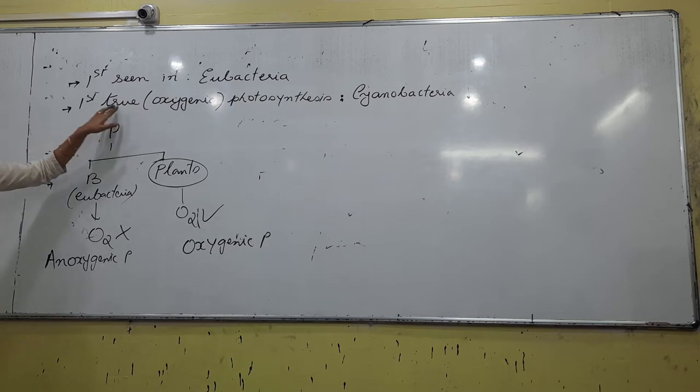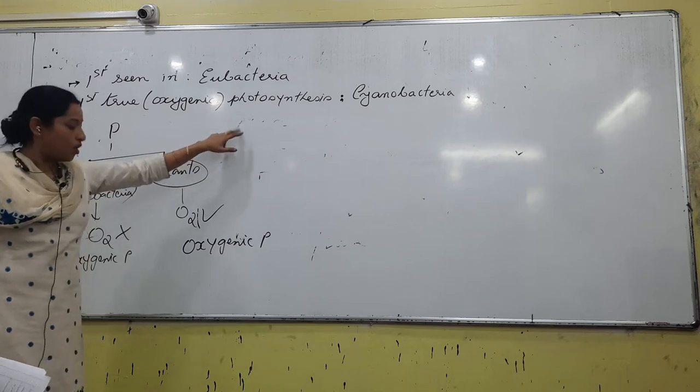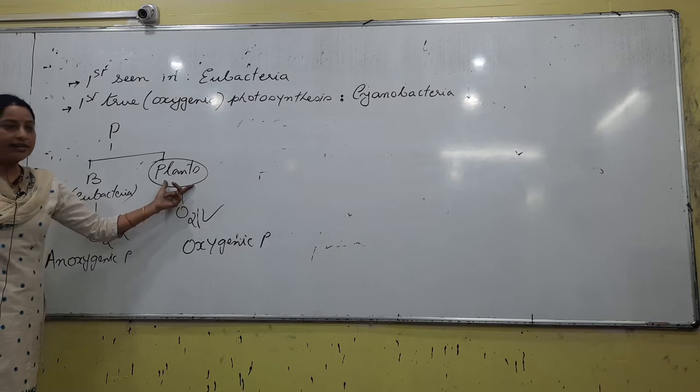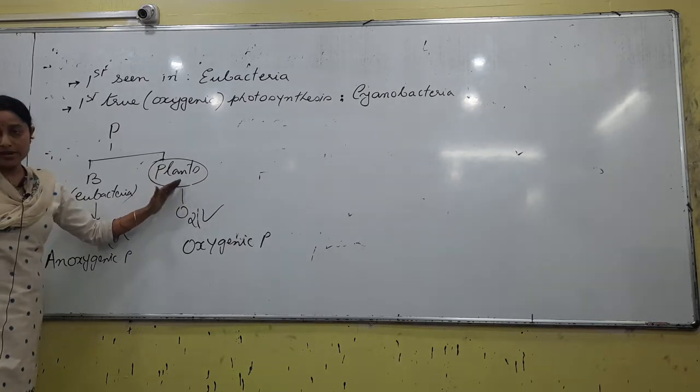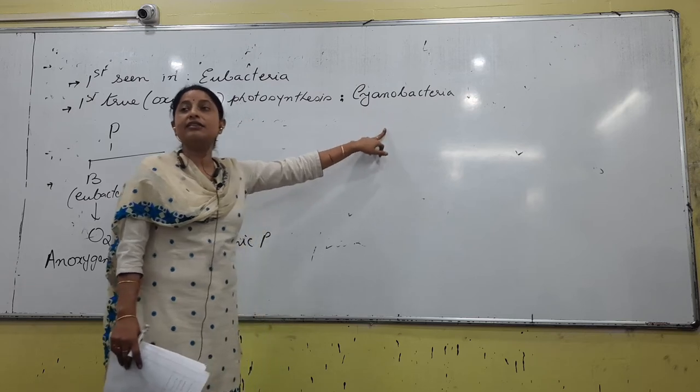The next point, first true oxygenic photosynthesis. Oxygenic photosynthesis, we have written it under which category? Plants, right? But it was not discovered in plants at the beginning, but it was discovered in cyanobacteria. So you have to read the question properly.